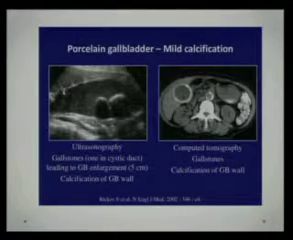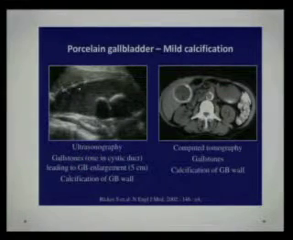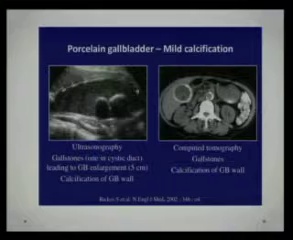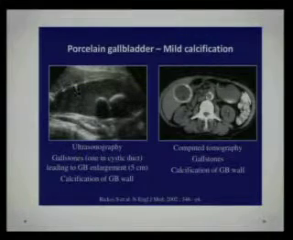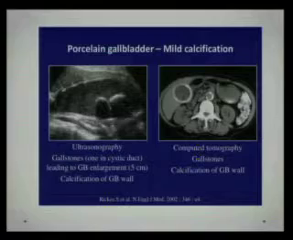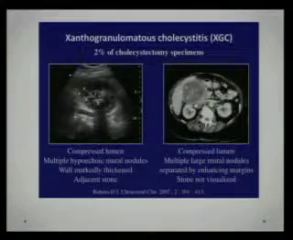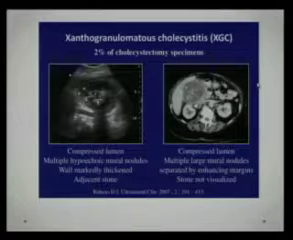Just remember, if the calcification is interrupted, the shadowing will also be interrupted. If the gallbladder calcification is not dense and you will be able to pass the ultrasound between the calcifications, you will actually be able to see a gallbladder lumen and the posterior wall. This is a porcelain gallbladder, just showing you how it looks on an X-ray.